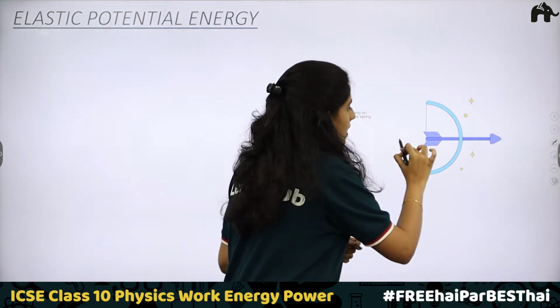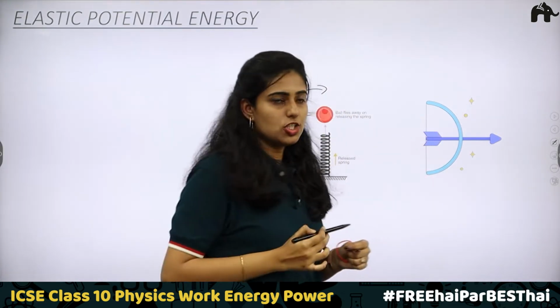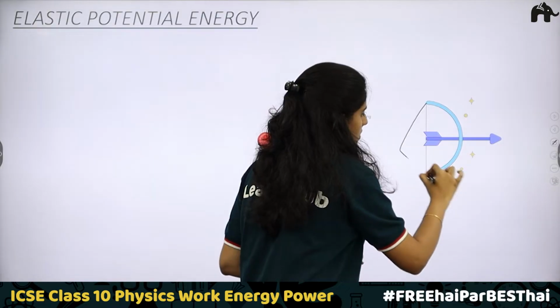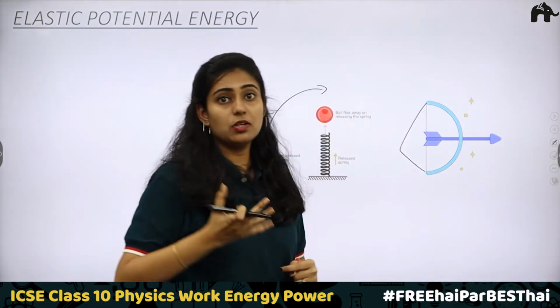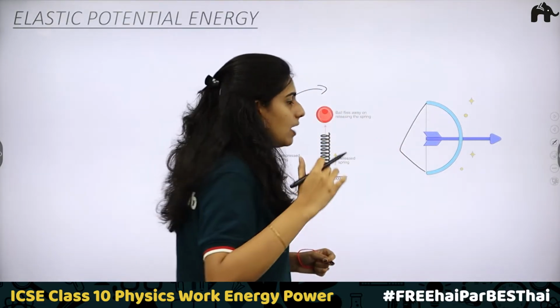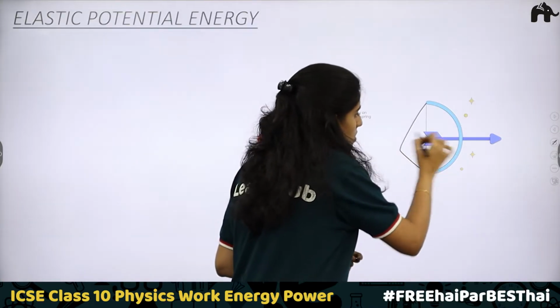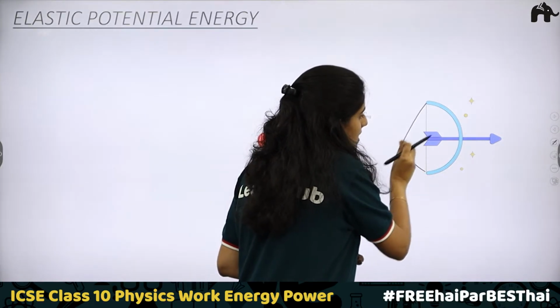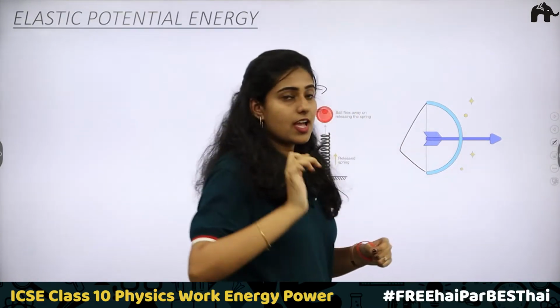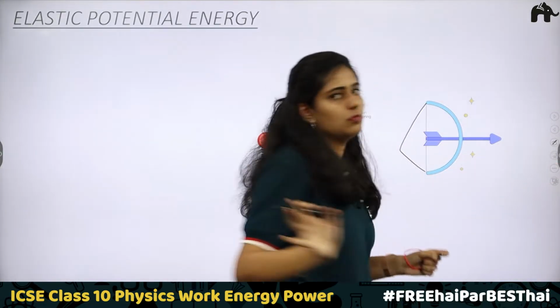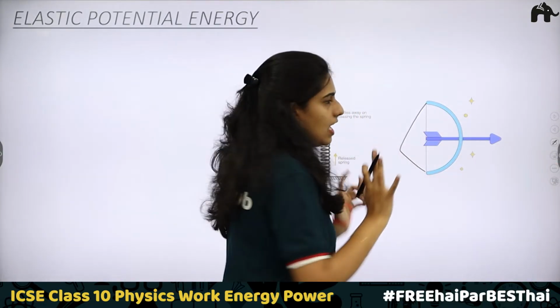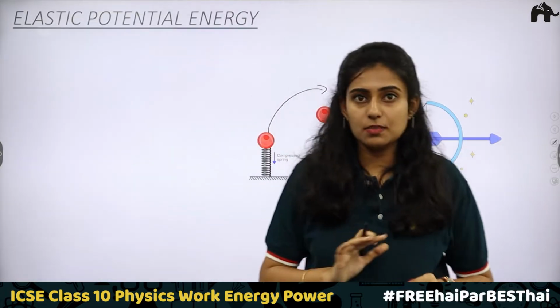The string will have a tendency to come back to its original shape. Once it comes back to its original shape, the energy gets transferred to this arrow, and the arrow will move forward. This is what happened. So, understood what is elastic potential energy?